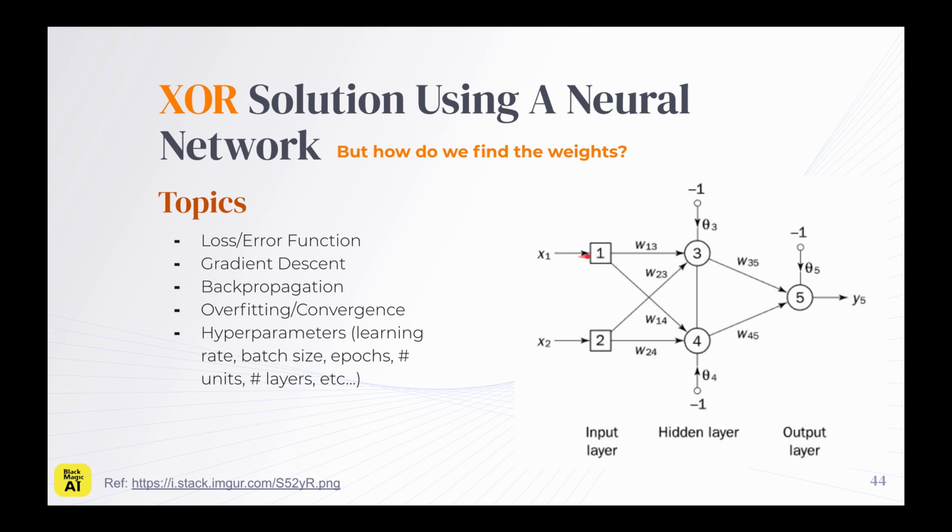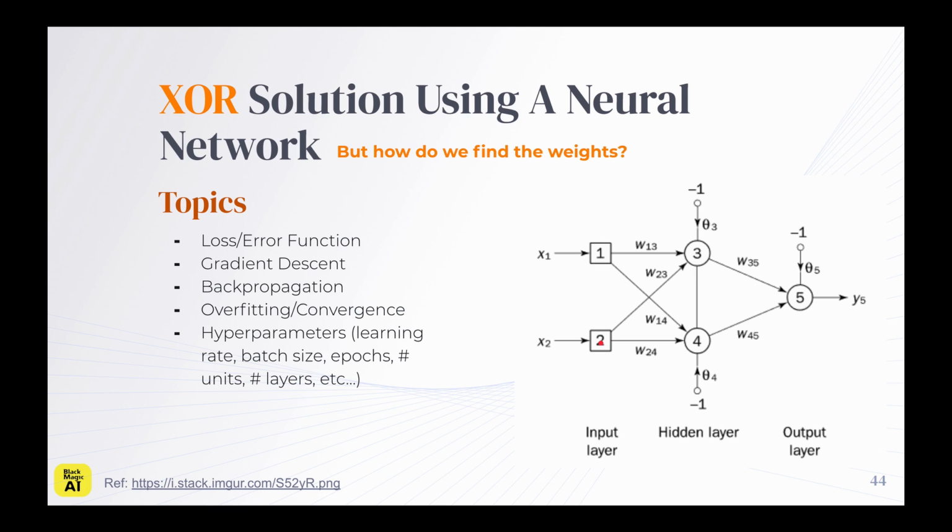The x sub 1 input is multiplied by a weight that goes from 1 to 3 for input 3. And then it also is multiplied by a weight from 1 to 4 before it is applied to the number 4 perceptron. And the same thing for input 2.